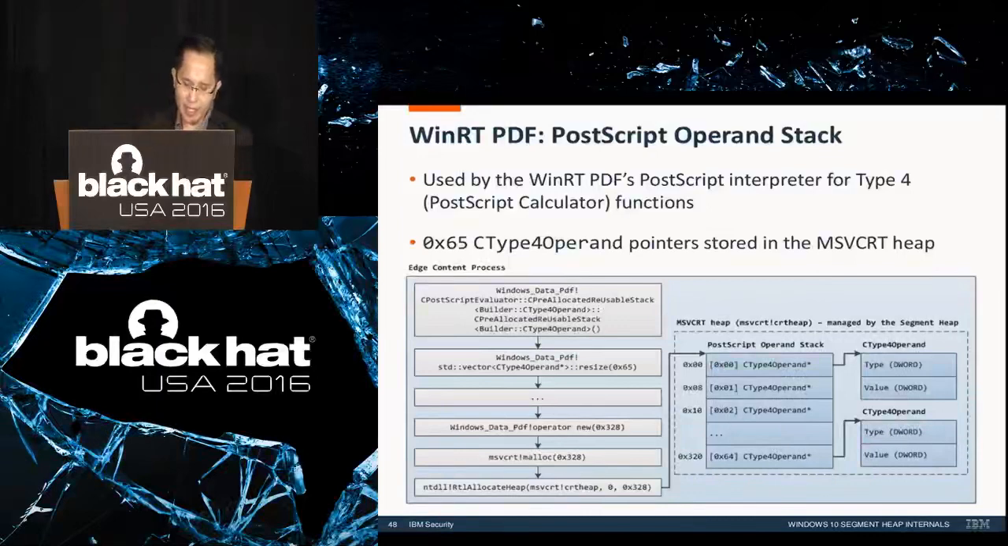The vulnerability that I'll discuss involves the PostScript operand stack. This PostScript operand stack is used when interpreting PostScript calculator functions embedded in PDFs. The PostScript operand stack is a vector of 0x65 CType4 operand pointers here. And each of these points to a CType4 operand structure, where the first DWORD is the type, and the second DWORD is the value representing the value in the PostScript operand stack.